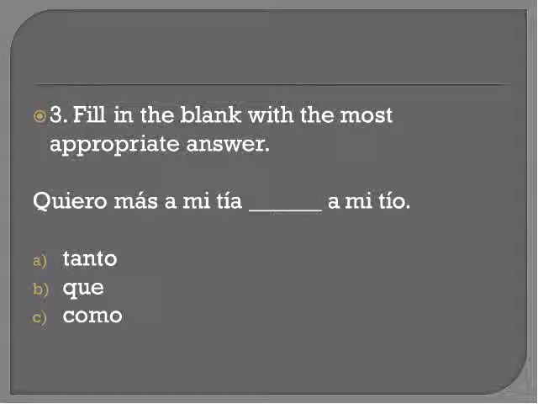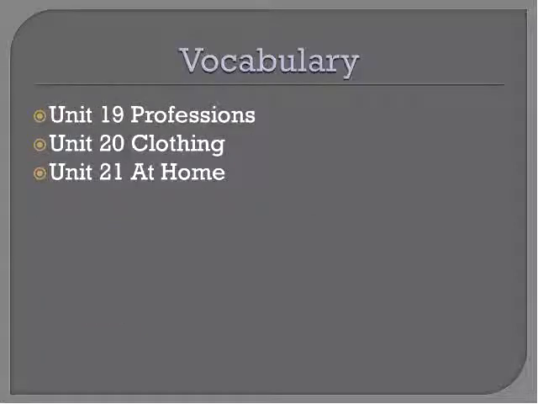Number 3, quiero más a mi tía. This is inequality, so I'm saying I love my, what's a tía? Aunt. Okay, yeah, I love my tía more than I love my uncle. It's true for most of the people. Okay. So, quiero más a mi tía que a mi tío. That's correct. So, más. Quiero más a mi tía que a mi tío. So, it would be que, the next one. So, más and que.